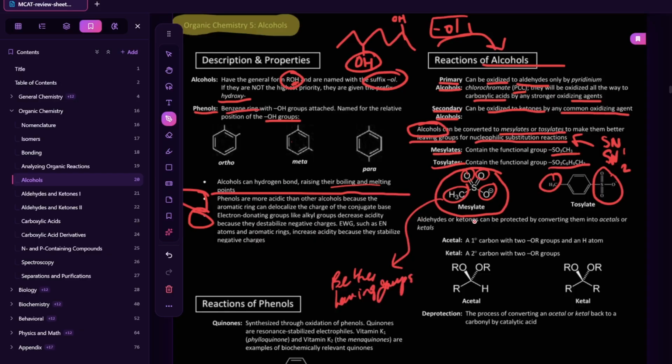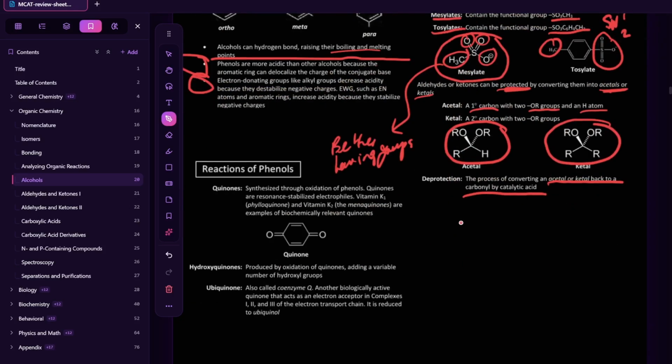Okay, aldehydes and ketones can be protected by converting them into acetals or ketals. Protected as in, let's say you try to do a chemical reaction and you don't want that group to react, you're going to protect them from being part of that. So an acetal is a primary carbon with 2 or more OR groups and an H atom. A ketal is a secondary carbon with 2 or more OR groups. Deprotection is the process of converting an acetal or ketal back to a carbonyl by catalytic acid. So we'll go into analogy soon if it's confusing, but right now we're in review mode.